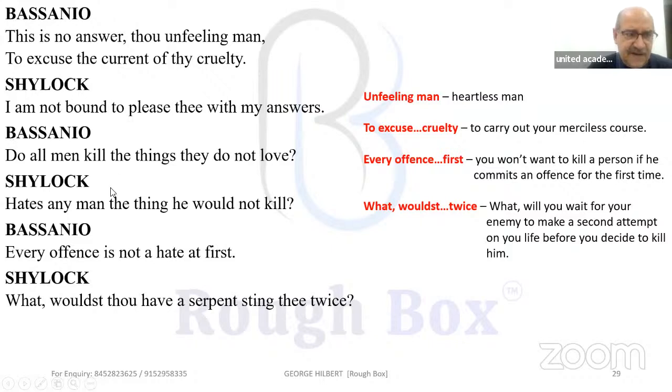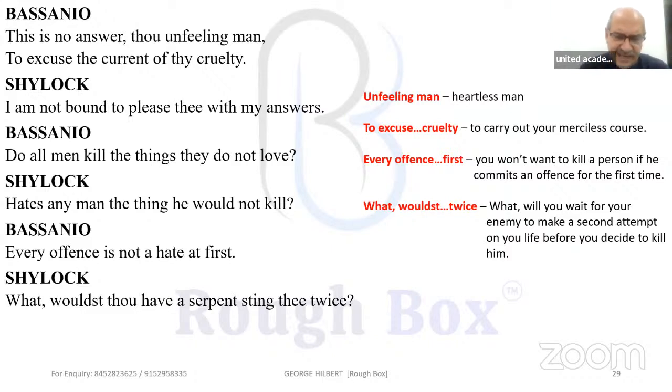And Bassanio tries to justify further by saying, but every offense is not a hate at first. Every time somebody offends you, it doesn't become such a hatred where you want to kill the person. And Shylock says, what? Wouldst thou have a serpent sting thee twice? Will you give your enemy a second chance to have an attempt on your life before you kill him?